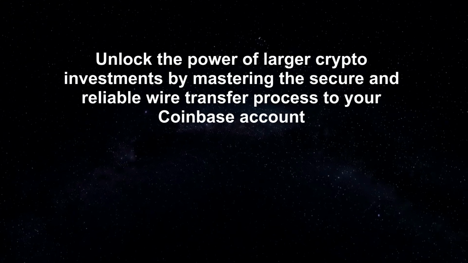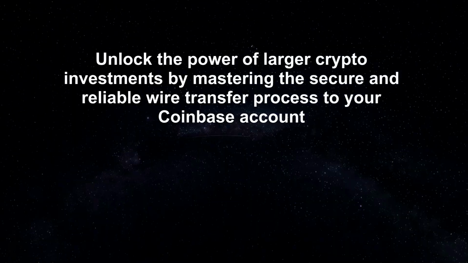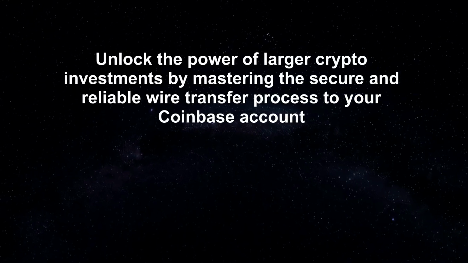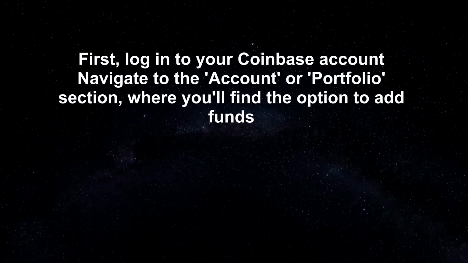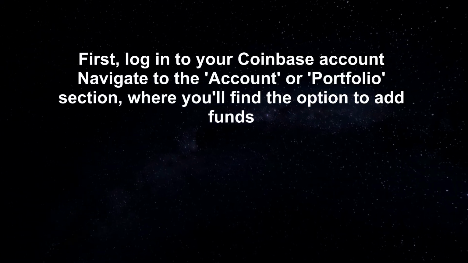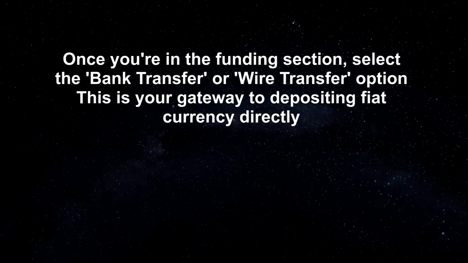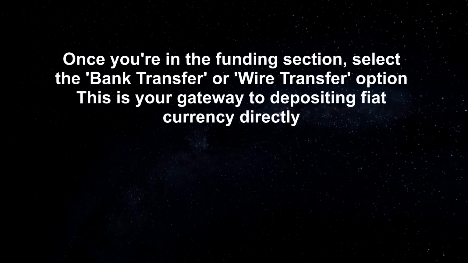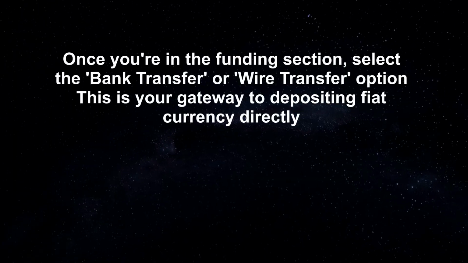Unlock the power of larger crypto investments by mastering the secure and reliable wire transfer process to your Coinbase account. First, log in to your Coinbase account, navigate to the Account or Portfolio section, where you'll find the option to add funds. Once you're in the Funding section, select the Bank Transfer or Wire Transfer option. This is your gateway to depositing fiat currency directly.